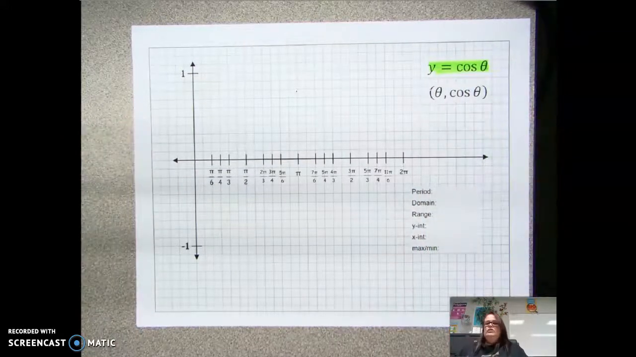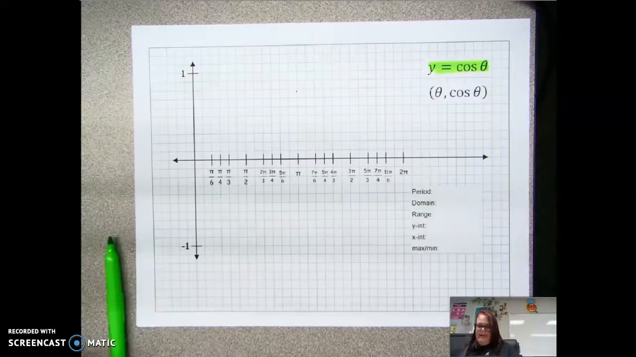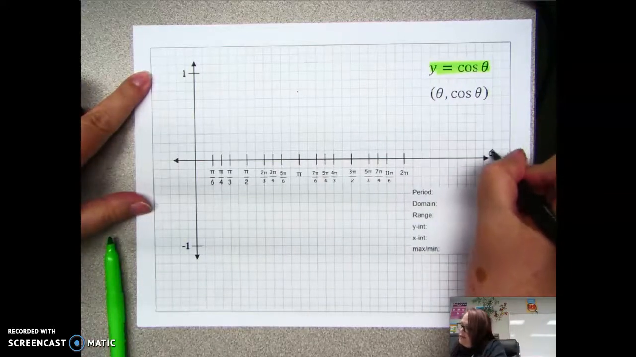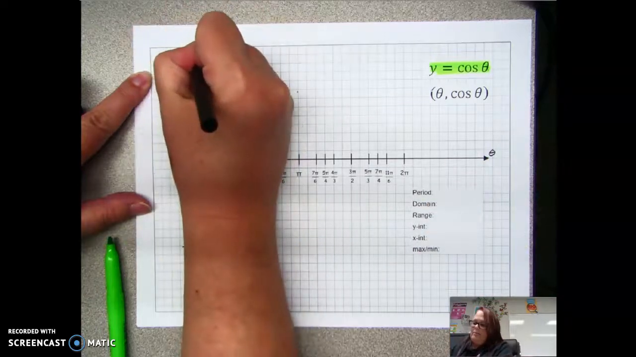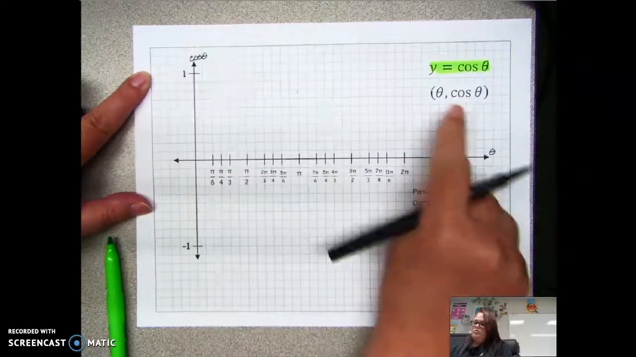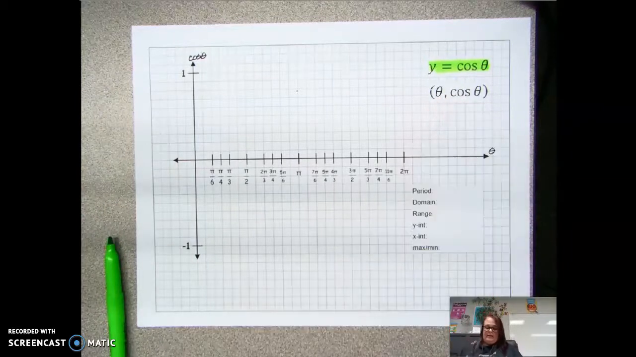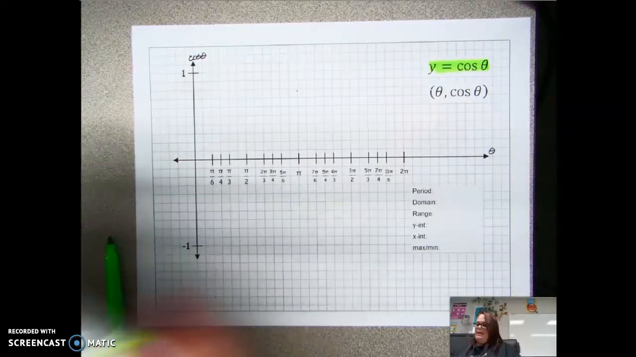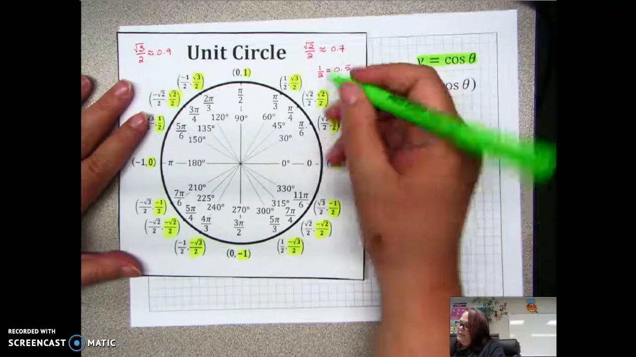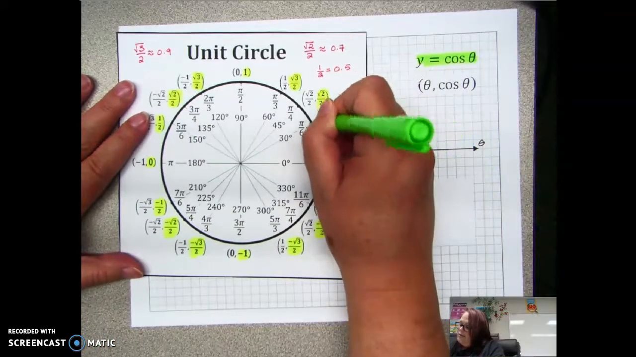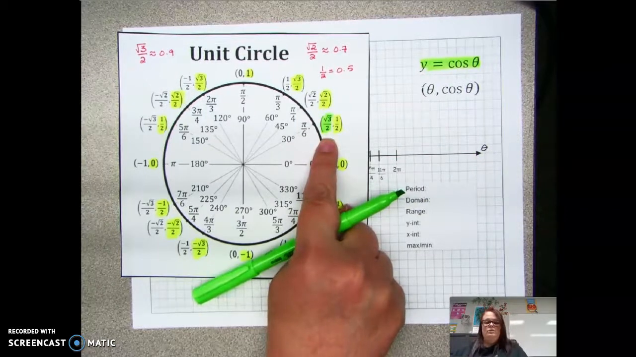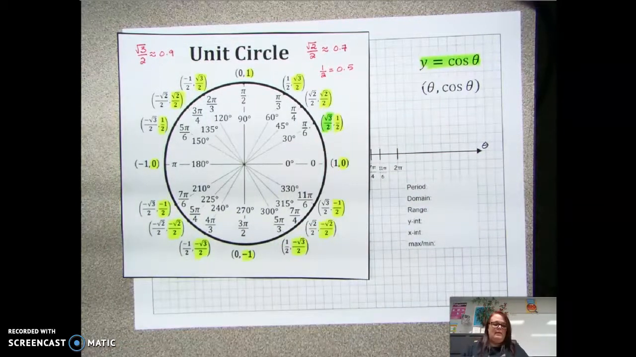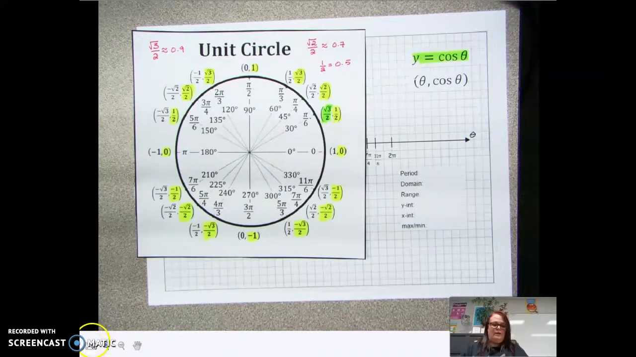All right, so this is saying that my x-axis is still my theta values, so that's all my angle values, but now my y-axis is going to be the cosine theta axis. So it's theta comma cosine theta. So that means that in our chart, we need to highlight all the x values because on the unit circle, x is cosine of theta. So take a moment to pause the video and go ahead and highlight all of those x values.